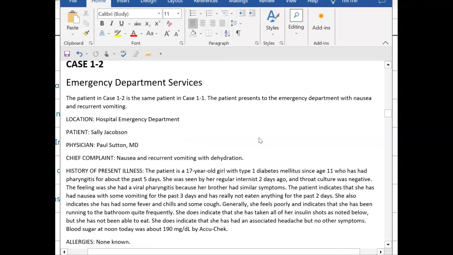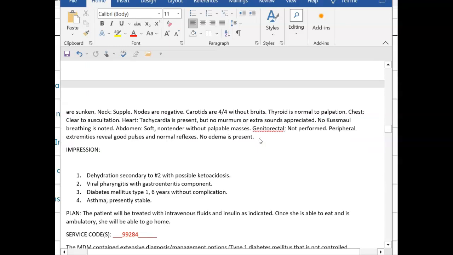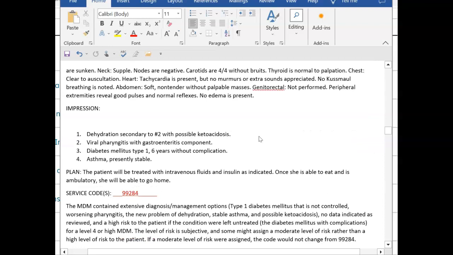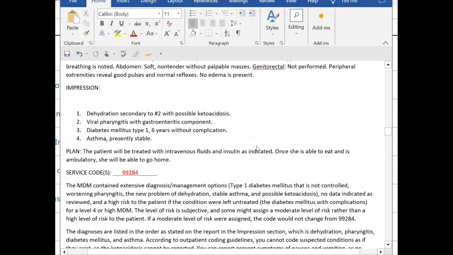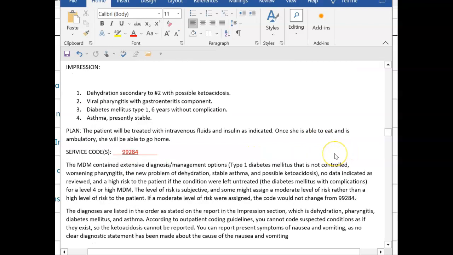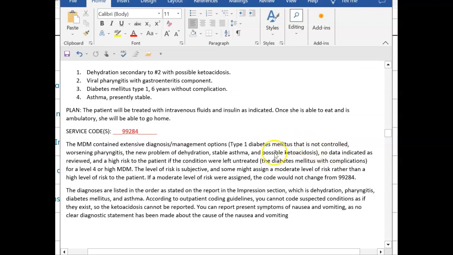Emergency room. Okay, so with these codes, you are going to be in the 99281 through the 99285 section. Once you look through here, we have dehydration, secondary to number 2 with possible ketoacidosis. We have viral pharyngitis with gastroenteritis component. We do have diabetes, but 6 years without any complications, and they do have asthma, which is stable. So they are being treated with fluids. Insulin is indicated. Once she's able to eat, she'll be able to go home.